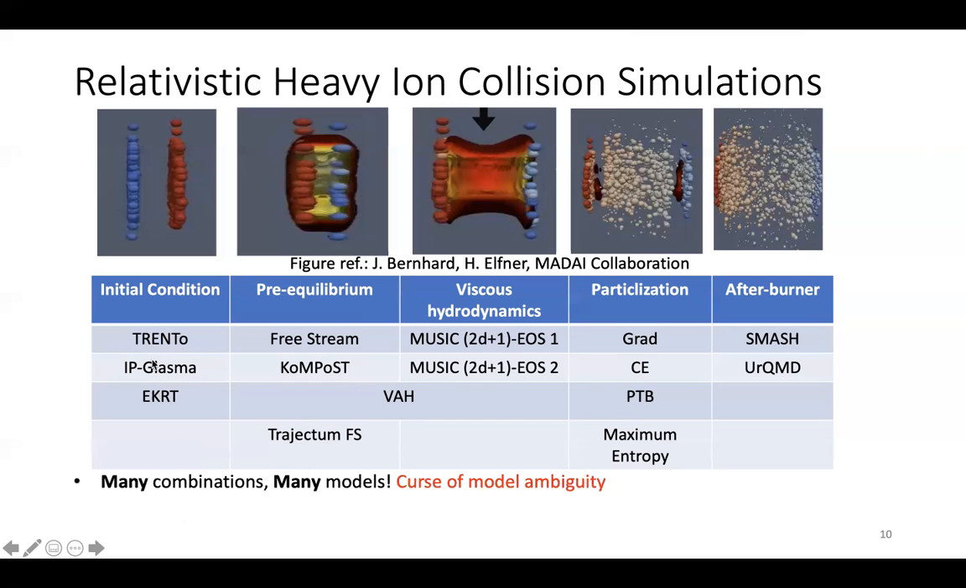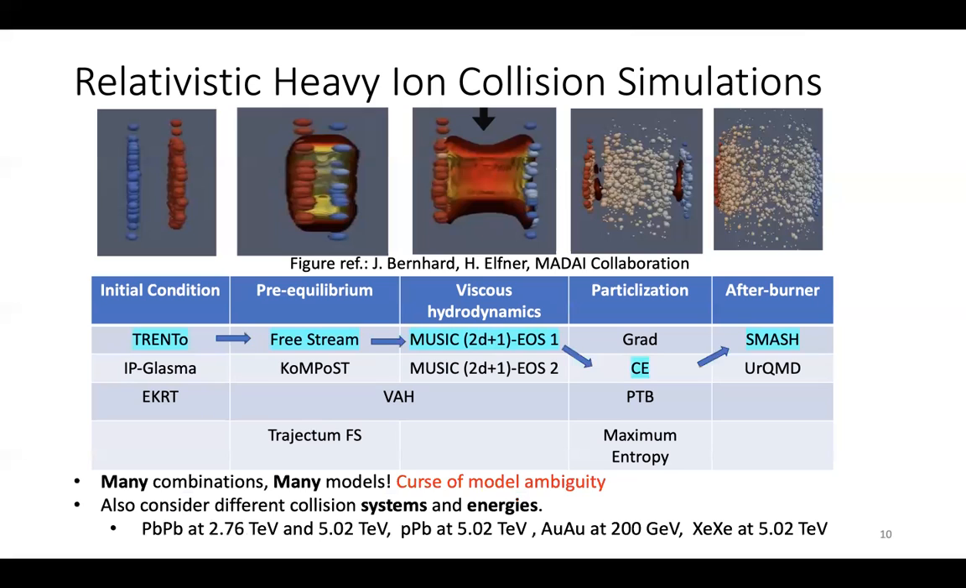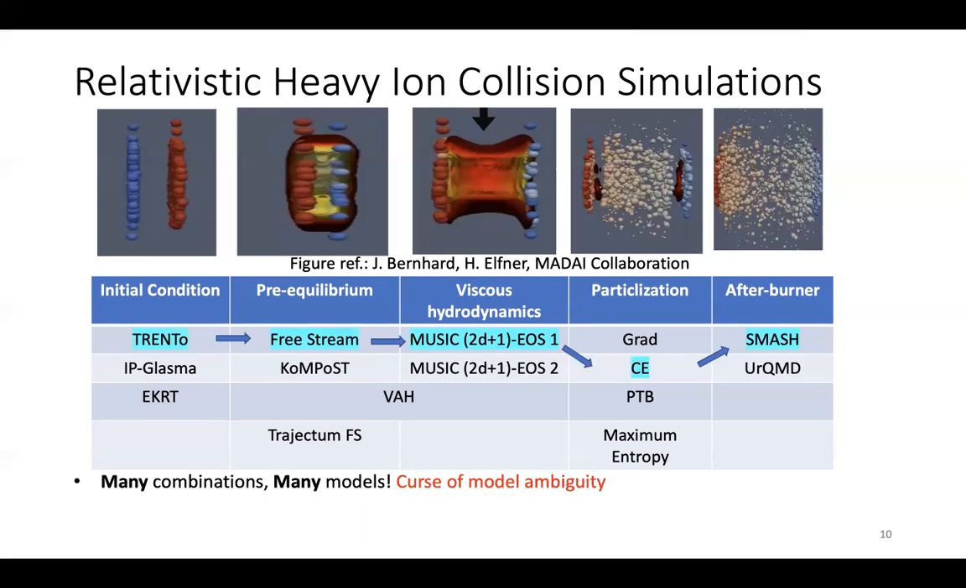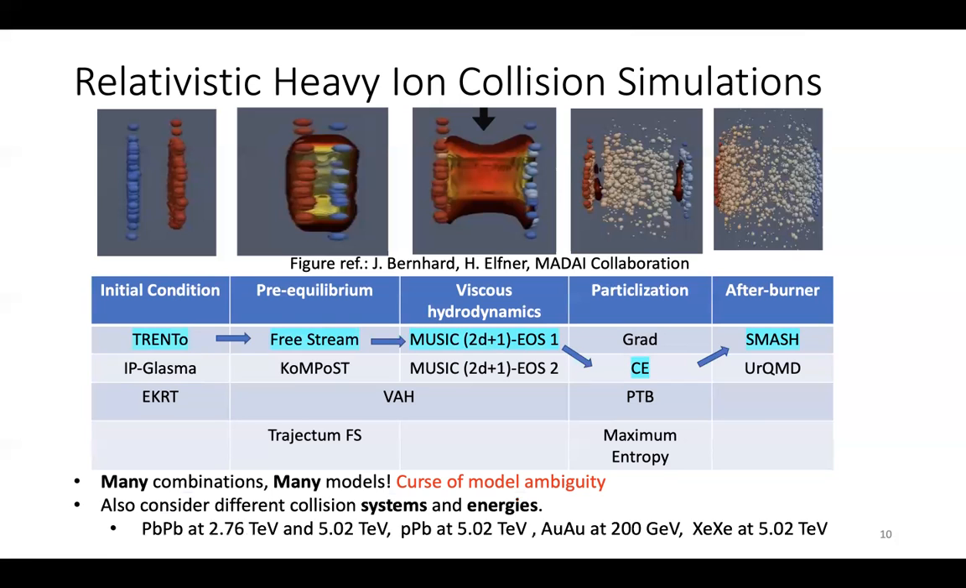These different models have slightly different physics assumptions built into them. And as you can see, by taking any combination of these models on this table, we can get a unique model that describes relativistic heavy ion collisions. There exist many models. Even from this table, you can see there exist hundreds of models, and this we call the curse of model ambiguity. One thing to note here is that although these models are different, they also share a lot of things in common. And we will use this fact later on when we build transfer learning emulators.